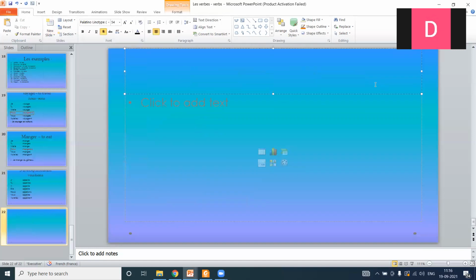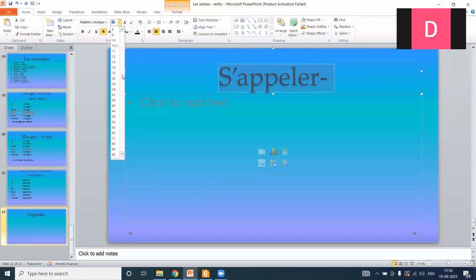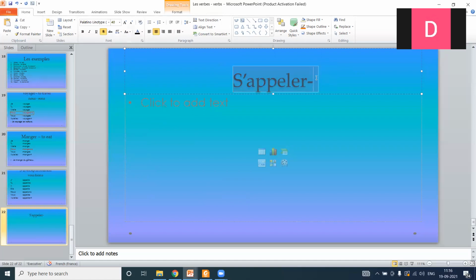S'appeler. This is a very, very important verb. S'appeler, actually se, but we are cutting the E because the next word starts with a vowel. S'appeler, to call oneself.